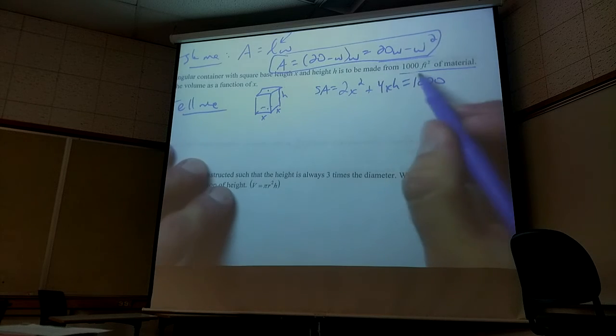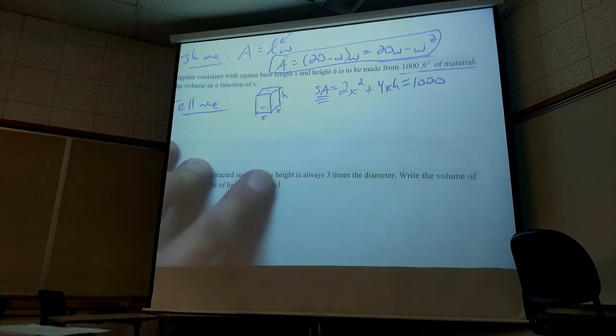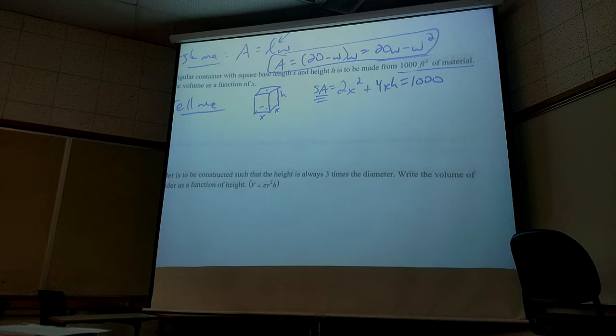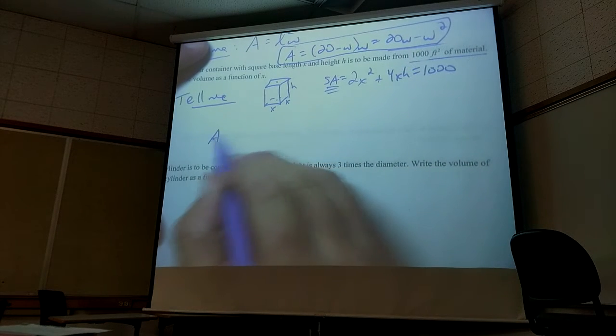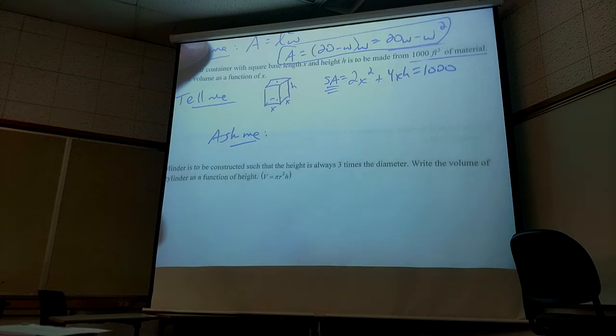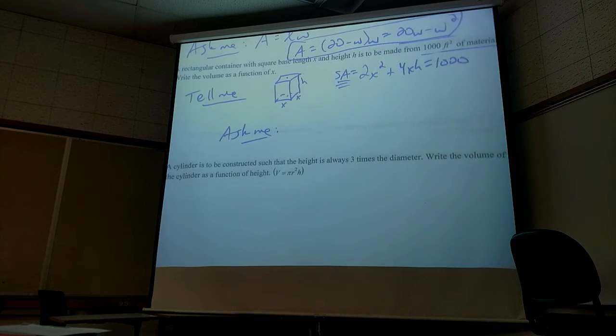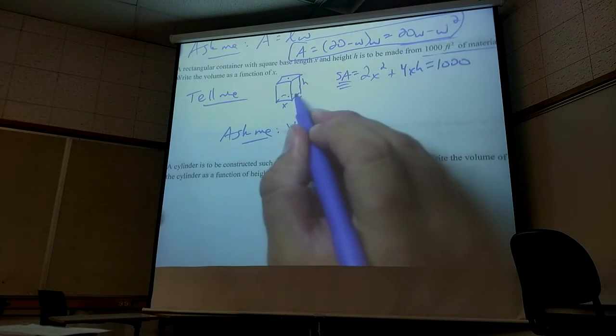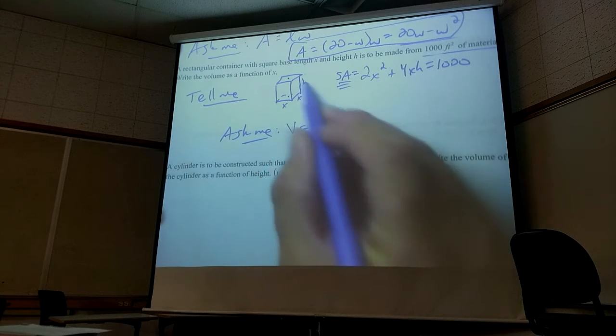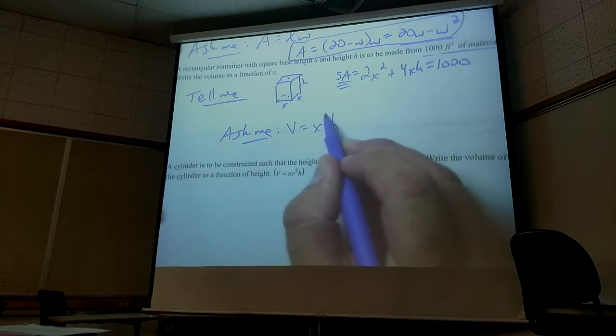What do they tell me? What does it mean physically? That's the surface area. And then how do I write the formula for it and then set it equal to the number they give me? I love it. And what do they ask me about? Volume. So what is the volume of this thing as it is? X squared h. Oh, I got it.